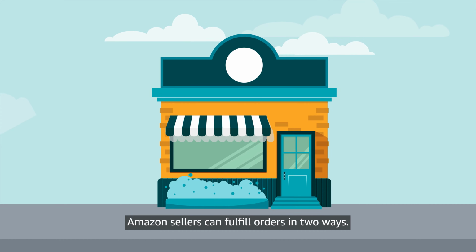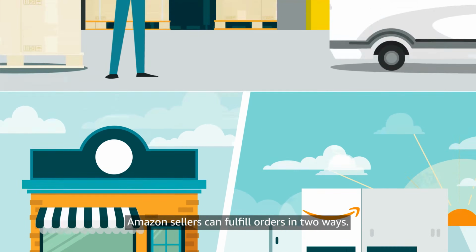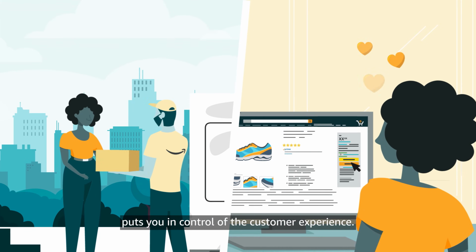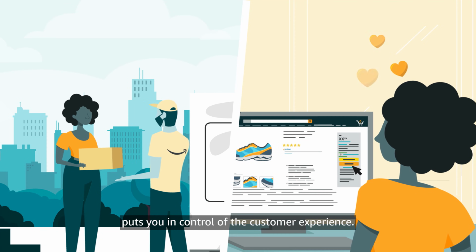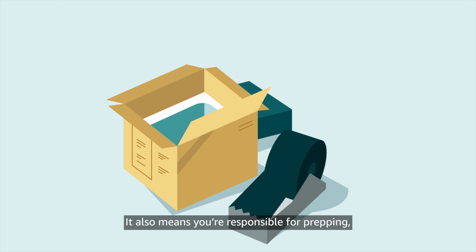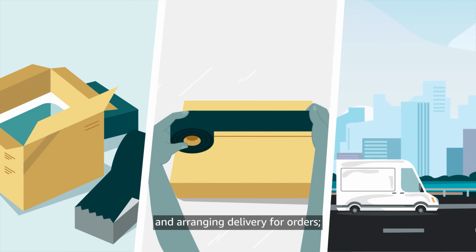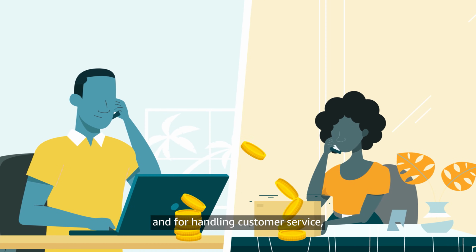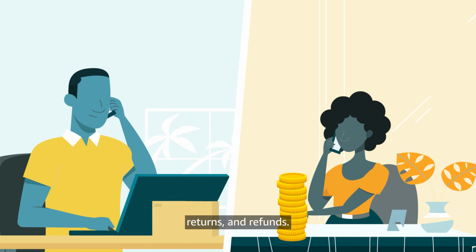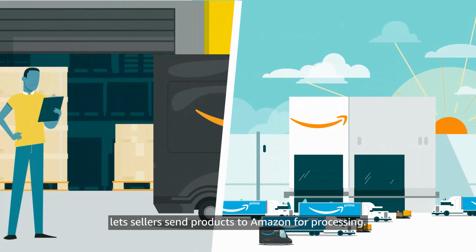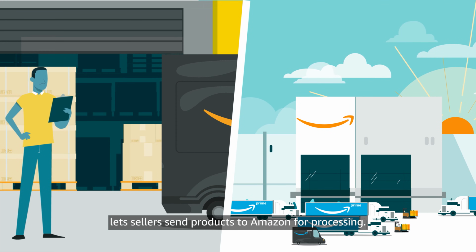Amazon sellers can fulfill orders in 2 ways. Merchant fulfillment, which is also called MFN, puts you in control of the customer experience. It also means you're responsible for prepping, packing, and arranging delivery for orders, and for handling customer service, returns, and refunds. Fulfillment by Amazon, or FBA, lets sellers send products to Amazon for processing.